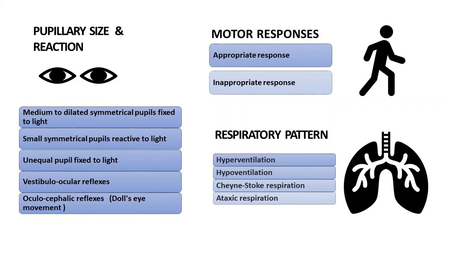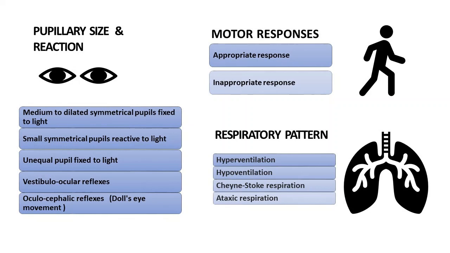Motor responses. These are checked by applying peripheral noxious stimuli, for example, pinching of limbs, rubbing the sternum to elicit pain, may be an appropriate response, in which the paralyzed limb will show no response. Complete flaccidity with no response to noxious stimuli is often indicative of severe central nervous system depression due to drug overdose. Appropriate response by brushing away the source of stimulus may be seen.